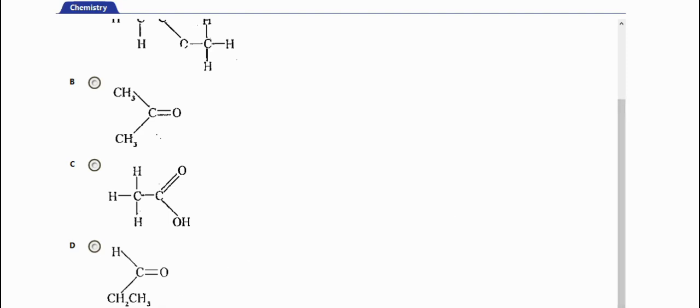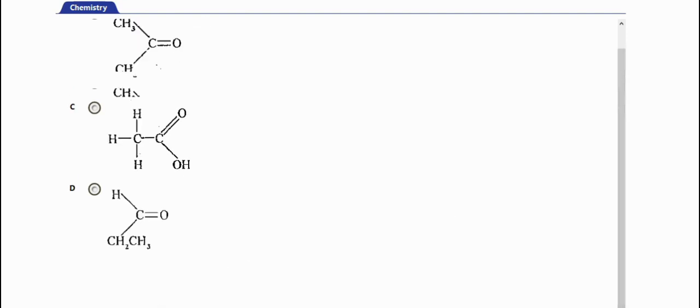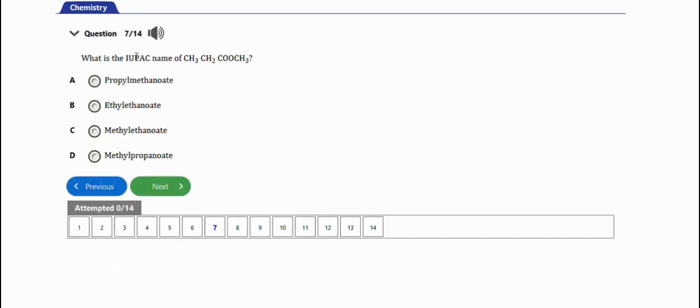Alright, so the next question will be this one. It says, what is the IUPAC name of this? This will give us methyl, because we're having 1 carbon atom after the second oxygen atom. So this will give us methyl propanoate. The right answer is option D. So that's how you name this, methyl propanoate.